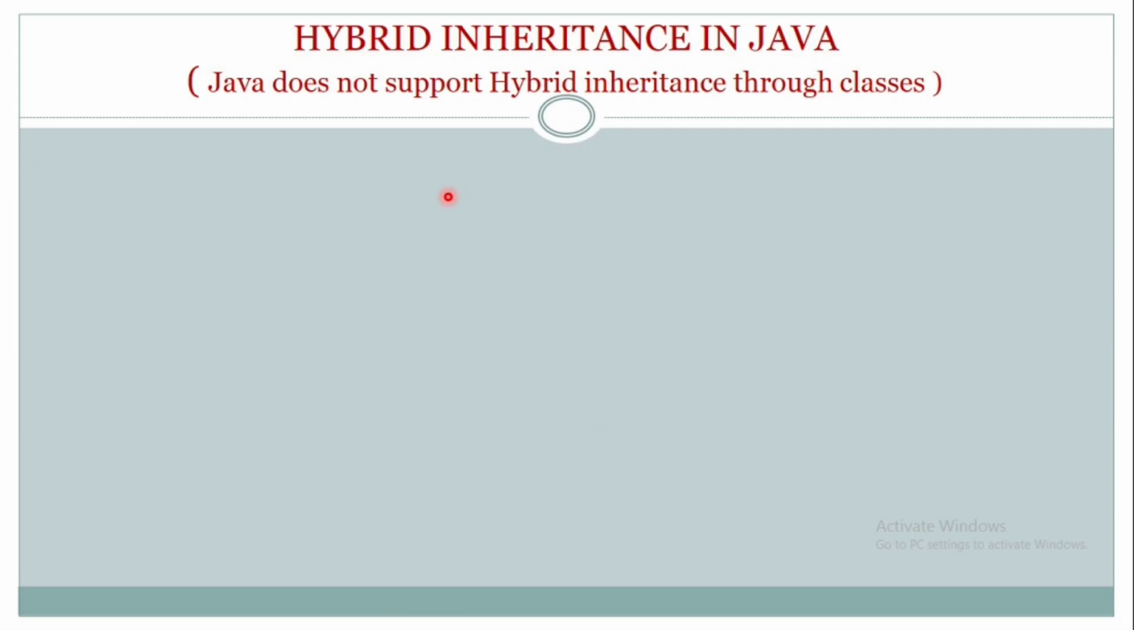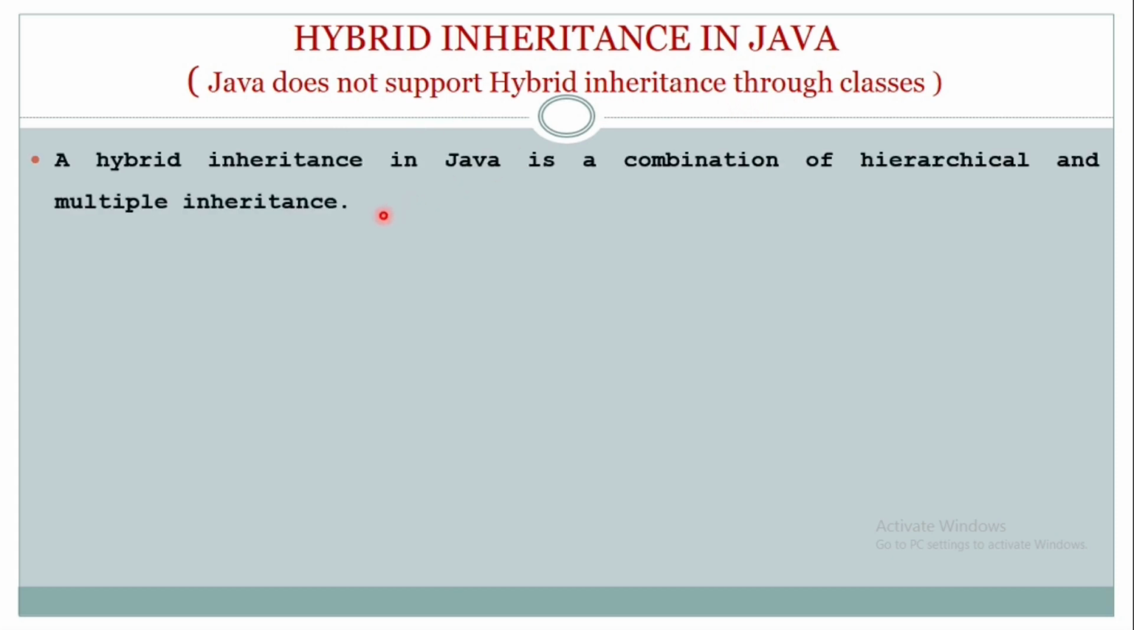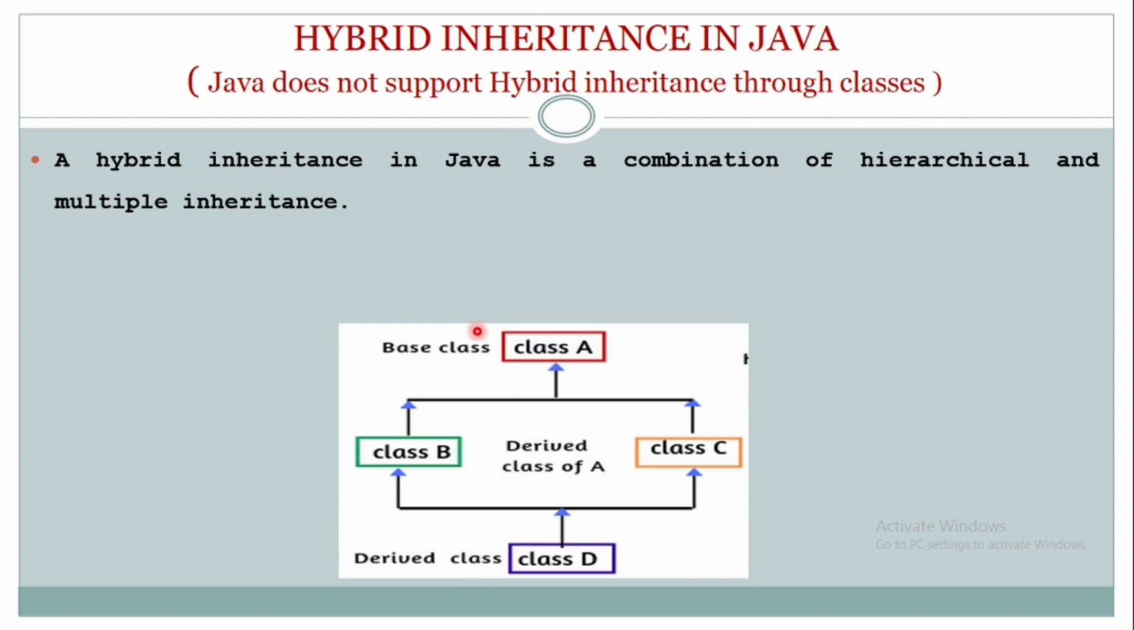Now let us look into hybrid inheritance. Even Java does not support hybrid inheritance through classes. A hybrid inheritance in Java is a combination of hierarchical and multiple inheritance. Okay, now let us consider a simple example.